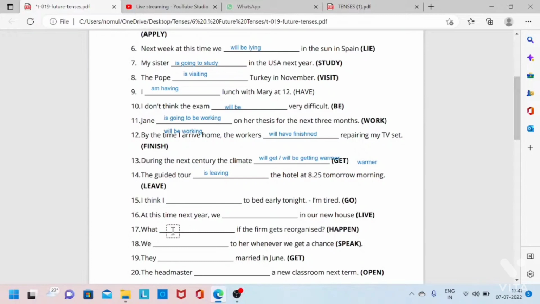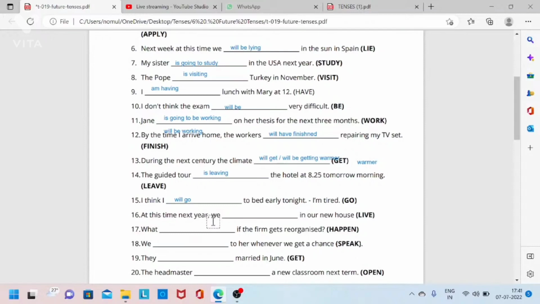I think I dash to bed early tonight. I am tired. This is a very easy sentence. Let us do. I think I will go to bed early tonight. I am tired. Okay. Yeah, of course, today even I was very tired. So let us move to the 16th.